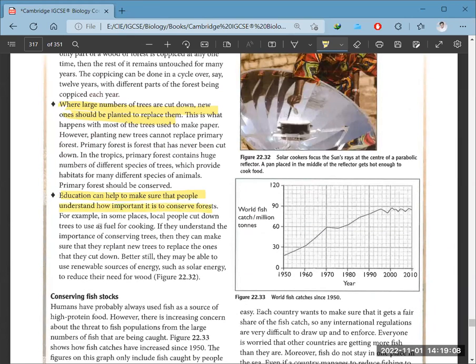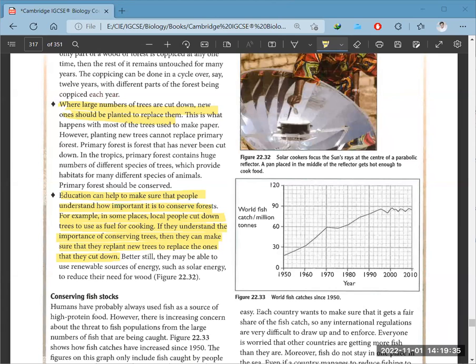Amnari. Education can help to make sure that people understand how important it is to conserve forests. For example, in some places, local people cut down trees to use as fuel for cooking. If they understand the importance of conserving trees, then they can make sure that they replant new trees to replace the ones that they cut down. Educate the local people. That's the part here, right?